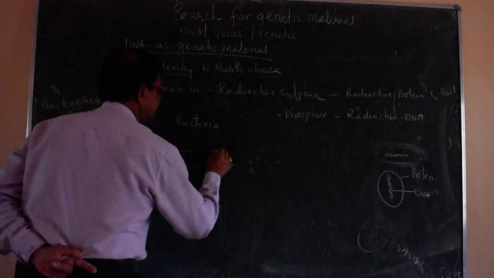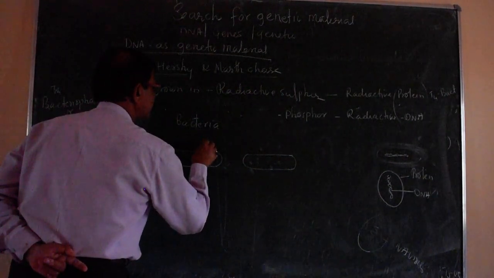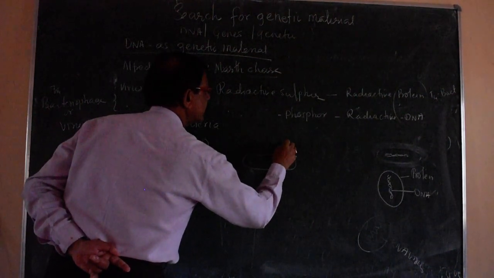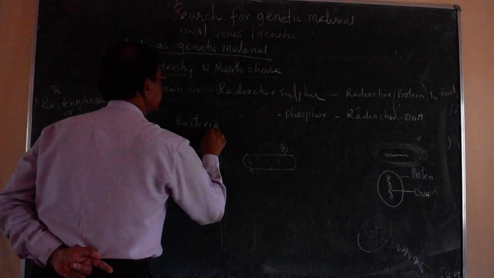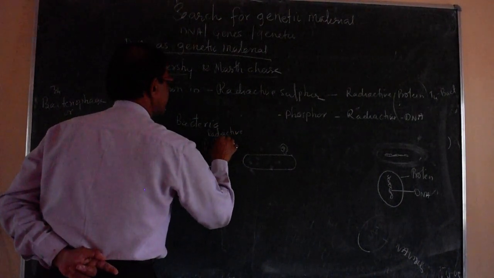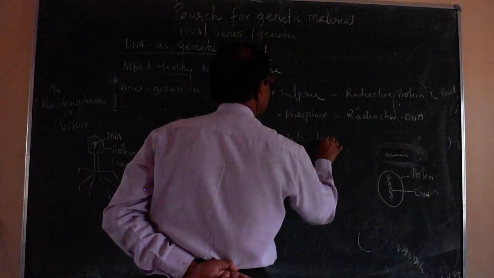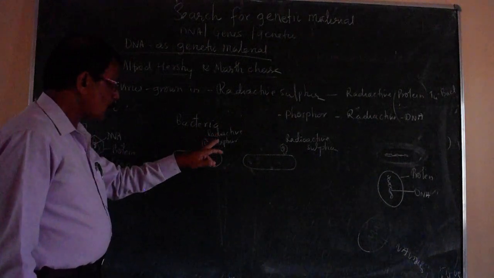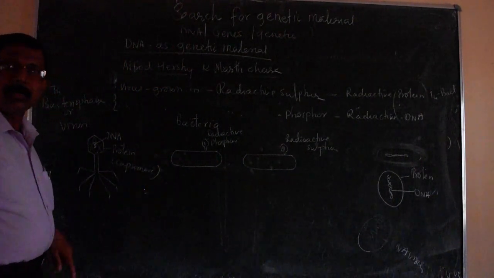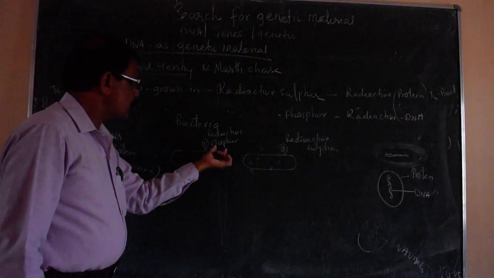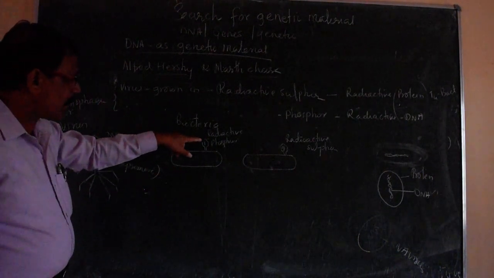Here this is a bacteria, and this is also a bacteria. This is the radioactive phosphorus bacteriophage, and this is the radioactive sulfur bacteriophage. Now they are separately allowed to infect. So one contains radioactive phosphorus and the other radioactive sulfur. Got it? In this way the bacteriophage is allowed to infect the bacteria.